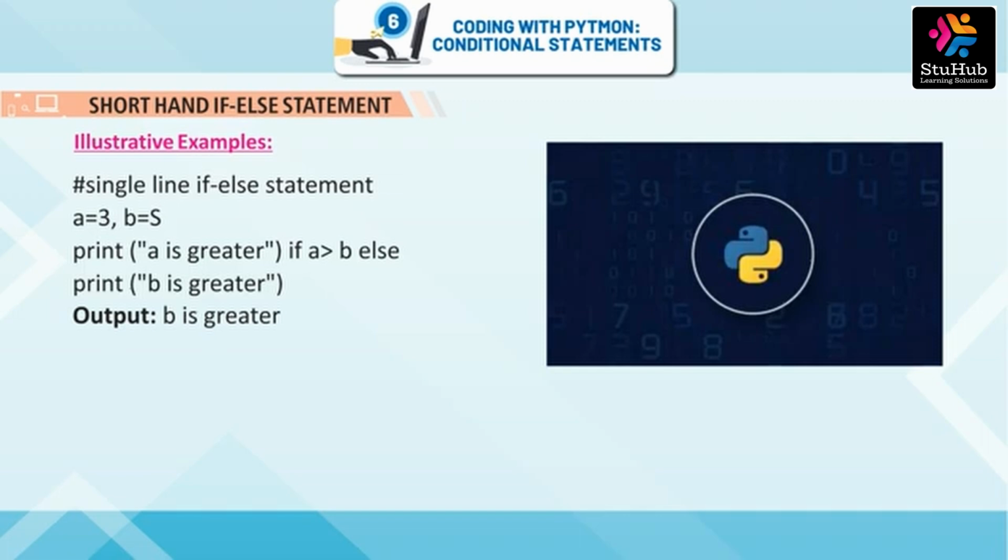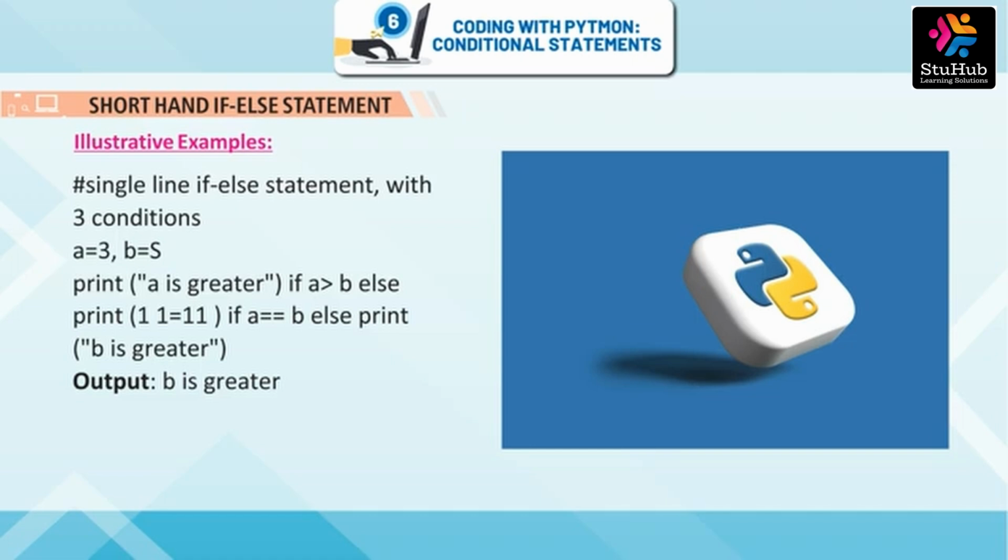# Single line if-else statement. a = 3, b = 5. Print "a is greater" if a > b, else print "b is greater". Output: b is greater.